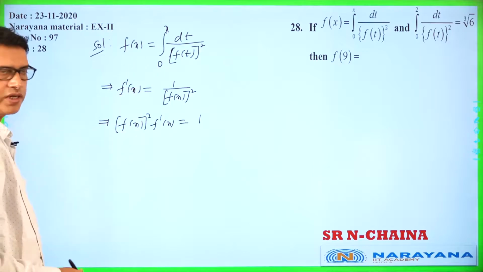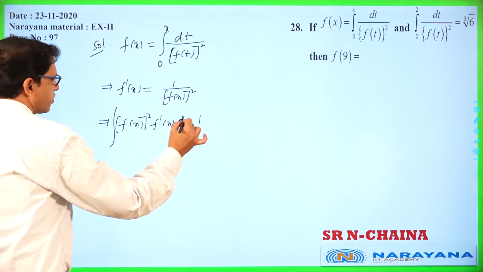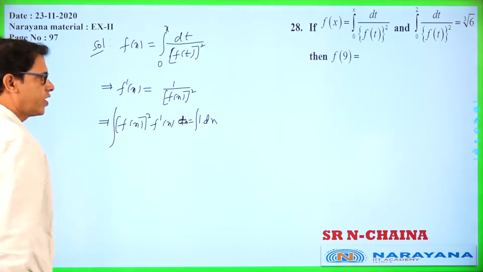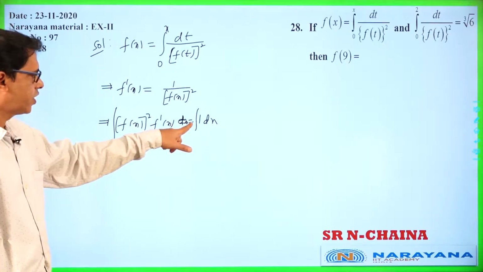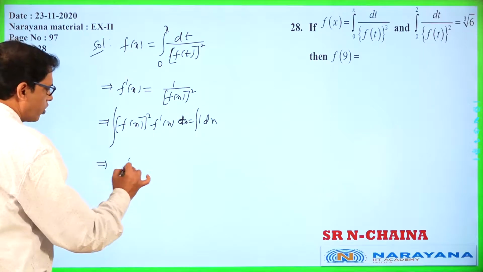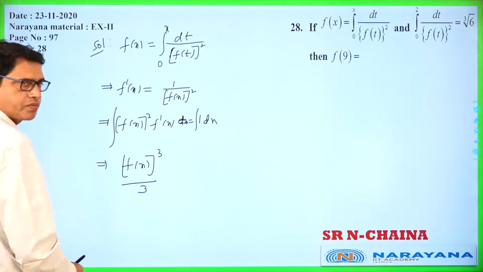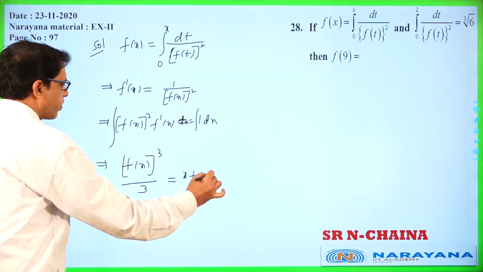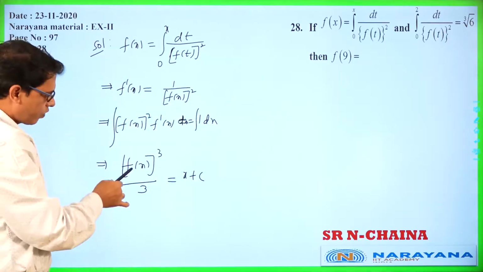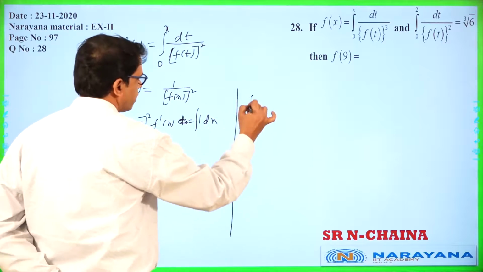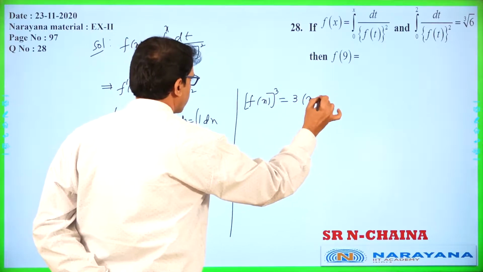Now integrating on both sides, integral of f of x whole square into f dash of x dx equals integral of 1 dx. It is a direct formula: f of x whole to the power n into f dash of x dx equals f of x whole to the power n plus 1 by n plus 1, so 2 plus 1 is 3, 3 upon 3. Integral of 1 dx will be x plus c. f of 9 is required, which means f of x is required. So from this, what is f of x? f of x whole to the power 3 equals thrice of x plus c.